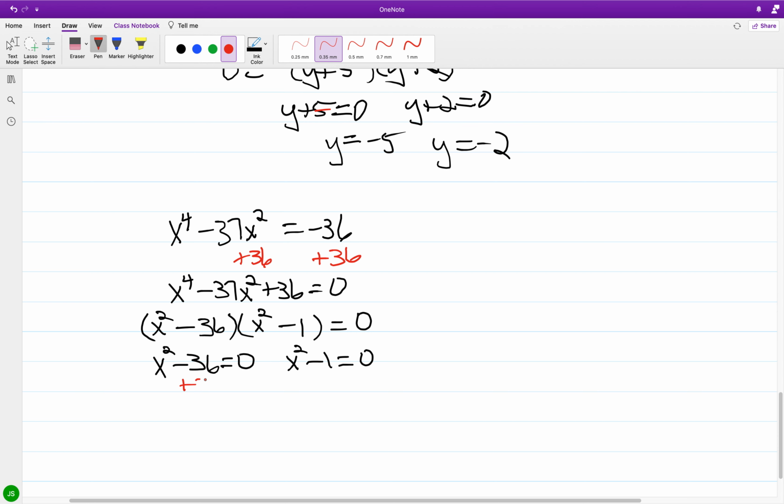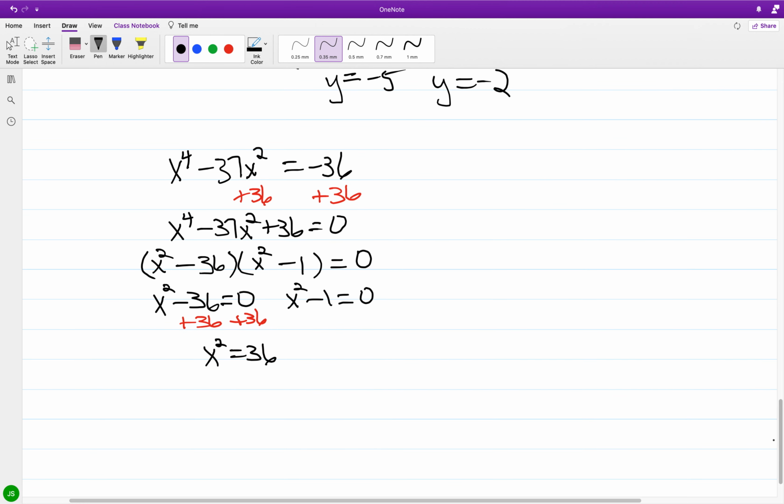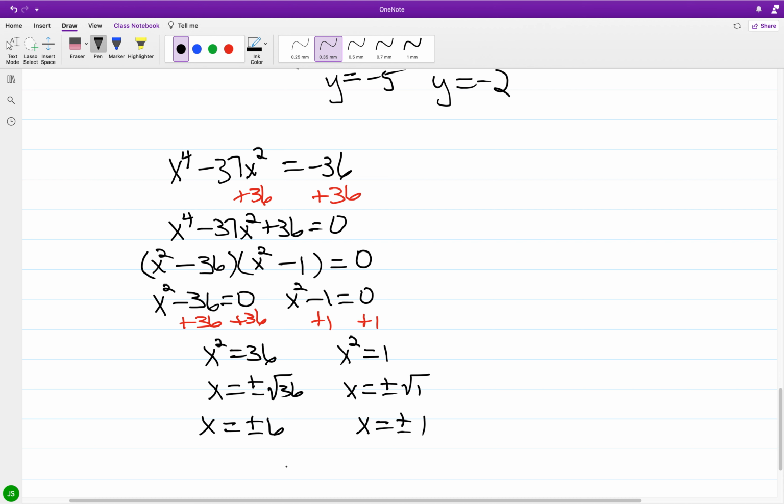And if I set x squared minus 36 equal to 0 and add 36 to both sides, we have that x squared is equal to 36. With the square root property of equality, x will be plus or minus the square root of 36, so we have x equal to plus or minus 6. As for x squared minus 1 equal to 0, if I add 1 to both sides, we will have x squared is equal to 1. And we have x equal to plus or minus the square root of 1, and so x is equal to plus or minus 1.